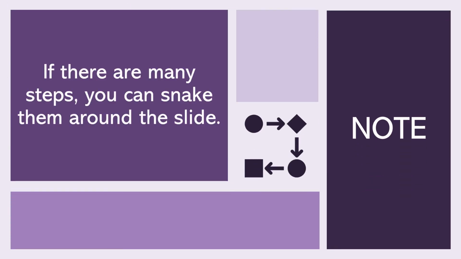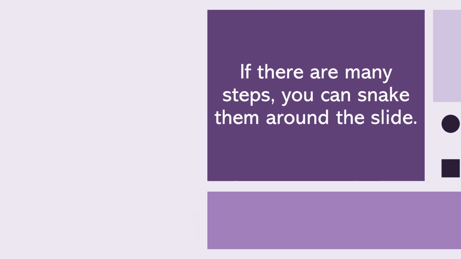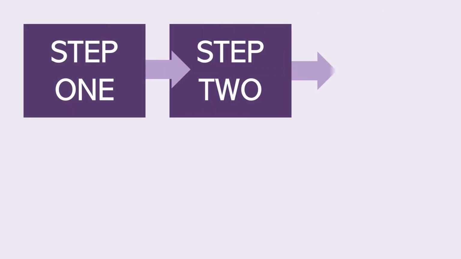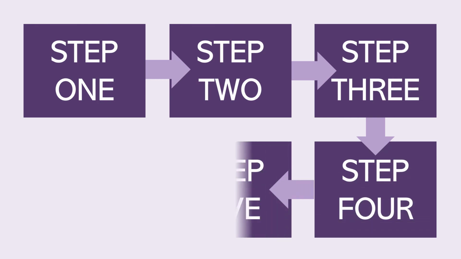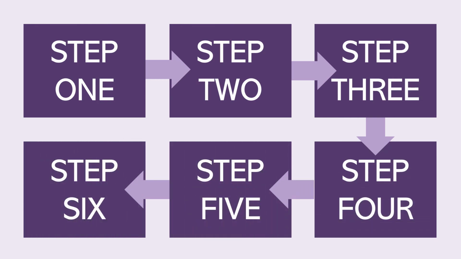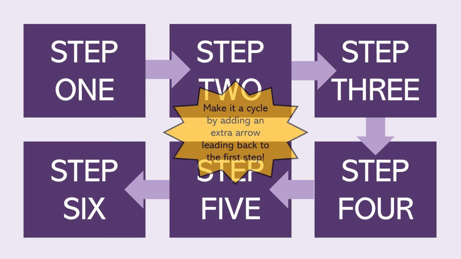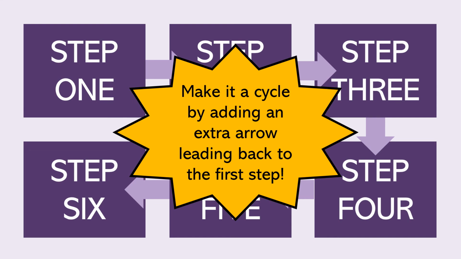Note, if there are many steps, you can snake them around the slide, because if you simply use the steps, they're going to be much smaller and create a lot of empty space. Here we have step 1, step 2, 3, 4, 5, and 6. And now we have those steps snaking around. Now this is a simple process, but if you want to make it a cycle, all you have to do is add an extra arrow leading back to the first step. And now we have not simply a process, but a cycle that comes full circle.